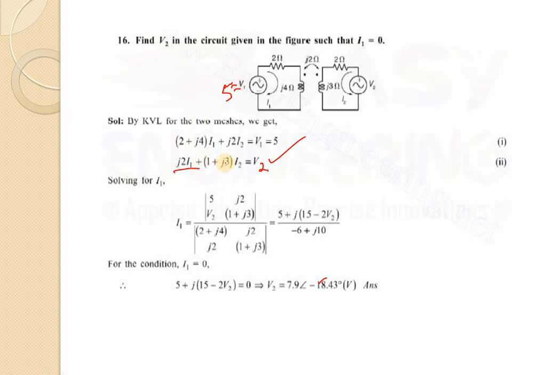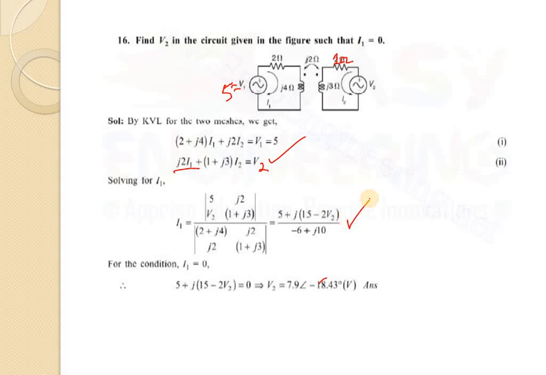And 1 plus J3 into I2. So here this value of the resistance should be 1 ohm. Written wrongly 2 ohm, it is 1 ohm. So it will be 1 plus J3 by 2 equals to V2. So now solving this equation using Cramer's rule, we can find out the value of I1.